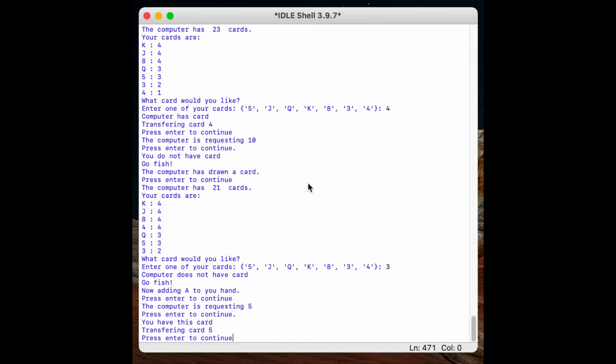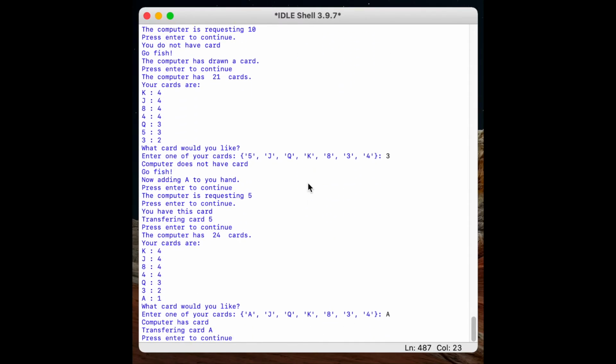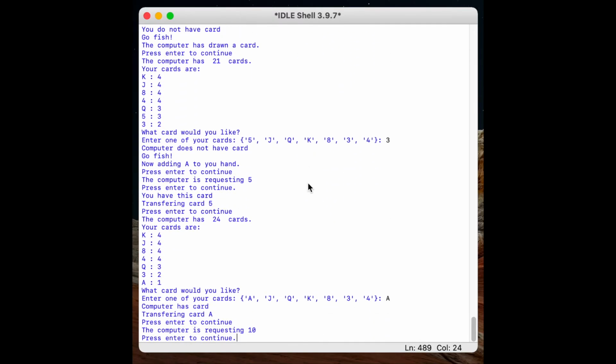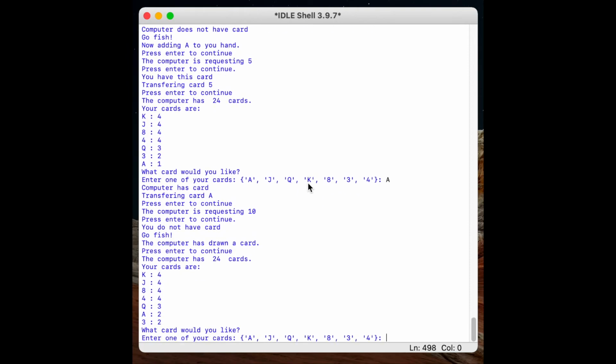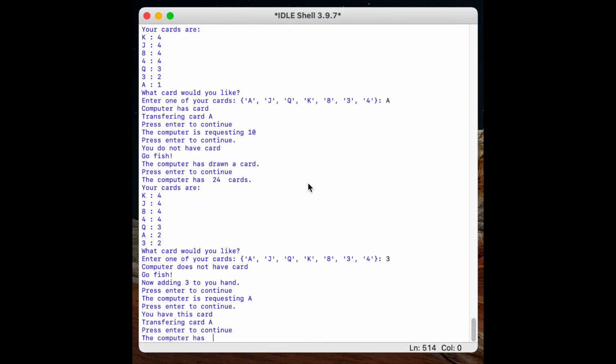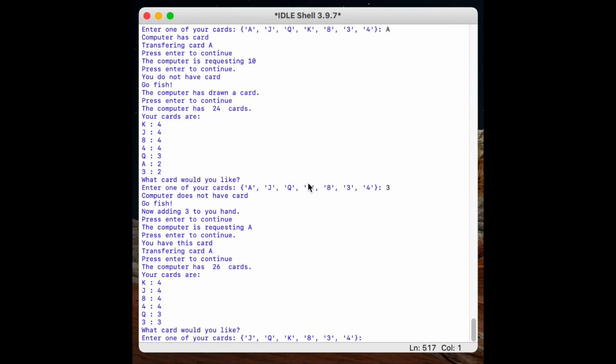Now the user has an ace, so obviously they're going to be eager to have that ace, but the computer likely has one as well, which is why requesting it is good strategy. The computer requested the ace, so all the aces are now held by the computer. That's probably going to mean a book for the computer.